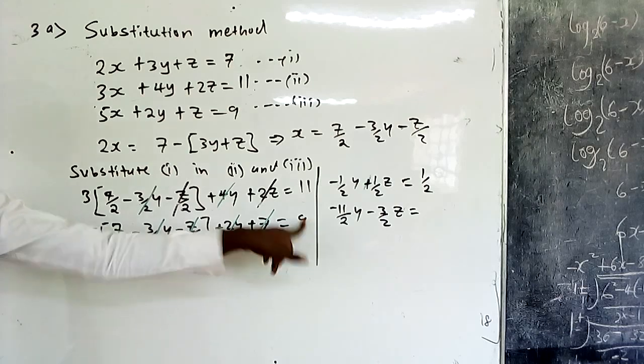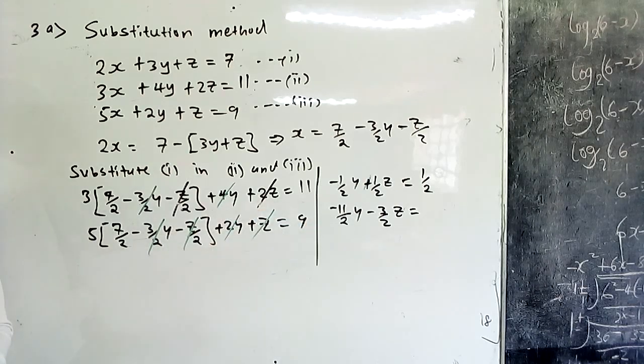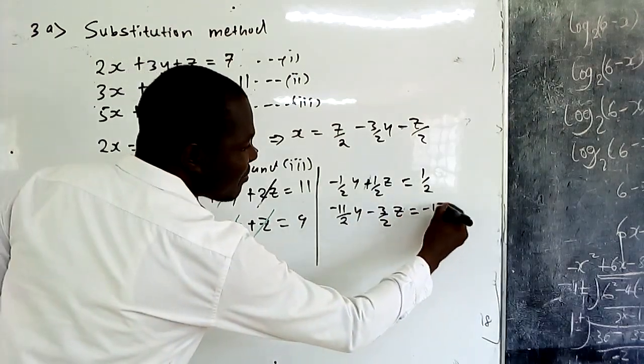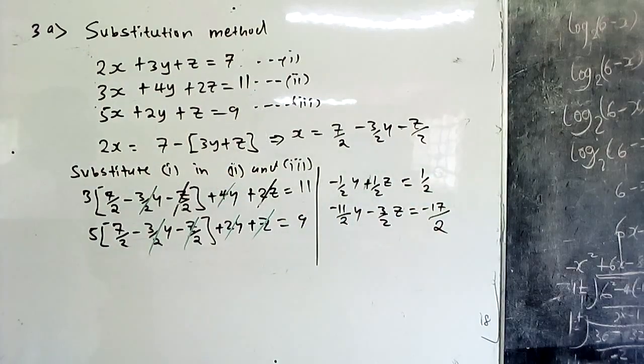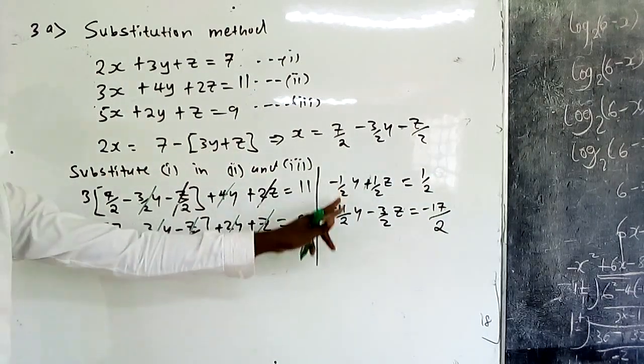So 9 minus 35 over 2, you get negative 17 over 2, isn't it? So you have negative 17 over 2. So you see, we are done.